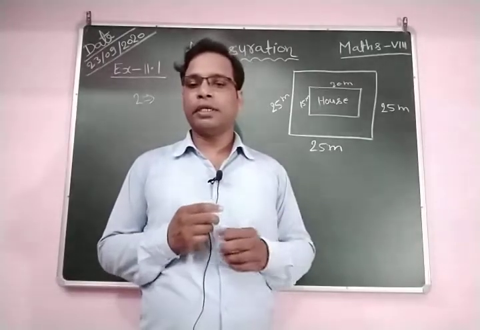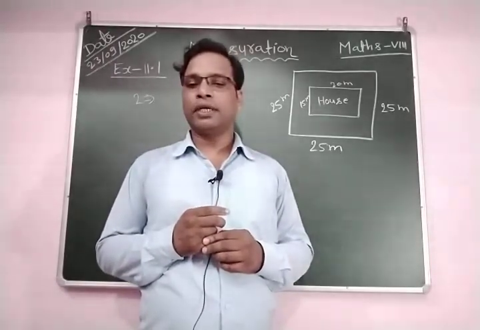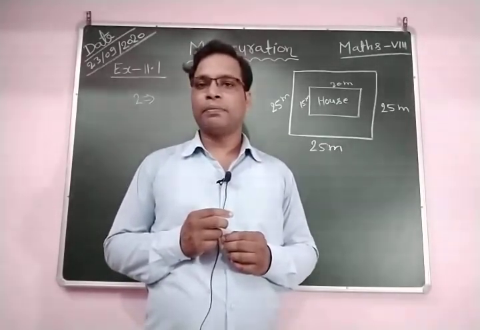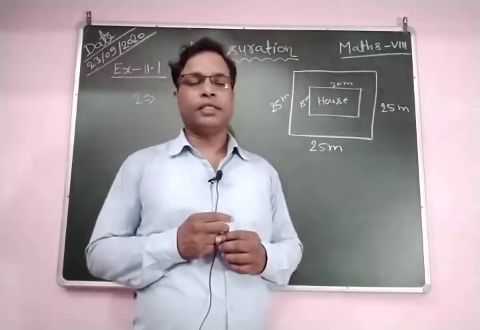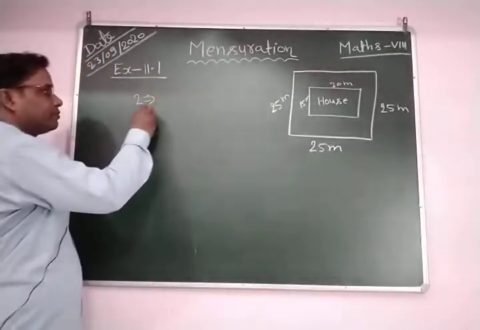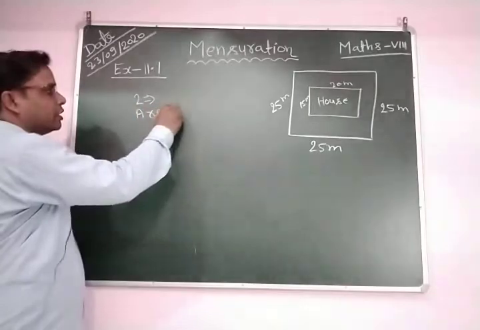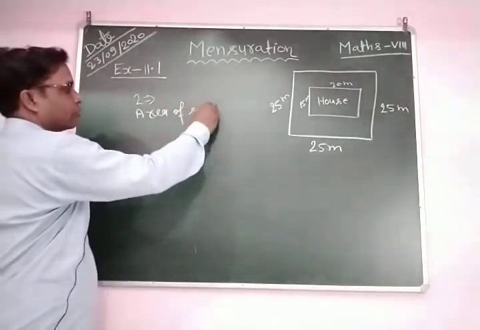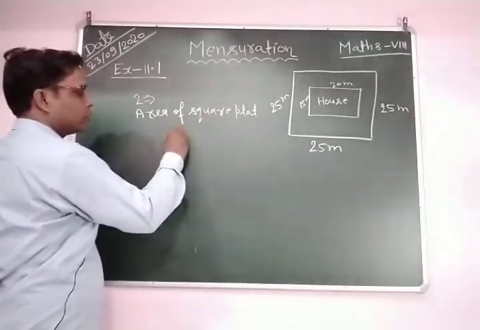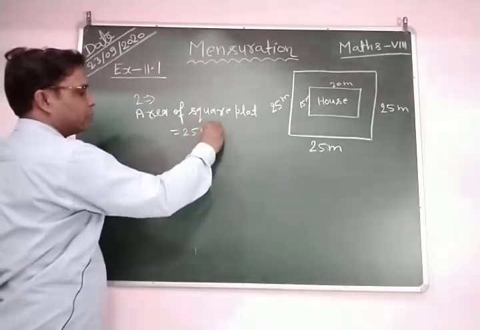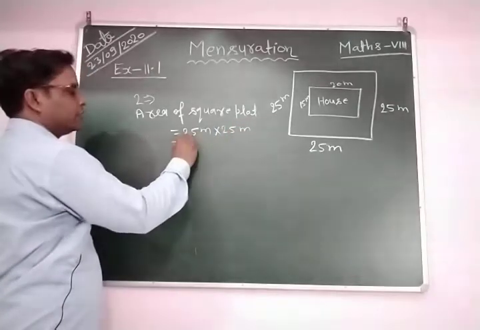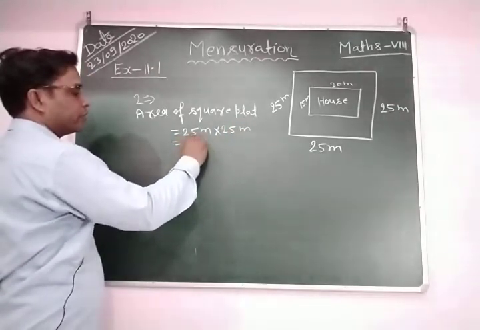Here the rate of developing the garden is given as rupees 55 per meter square. So first we find the area of the square plot. Area of square plot is equal to side into side, which is 25 meter into 25 meter. This is equal to 625 meter square.